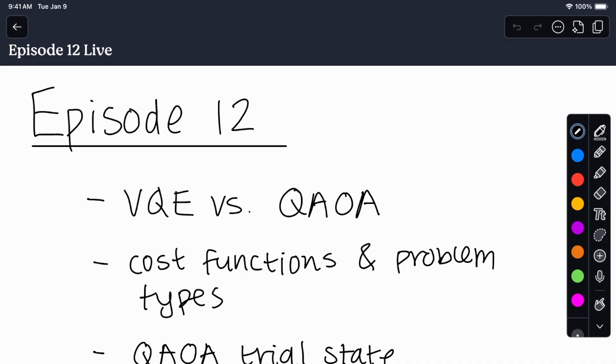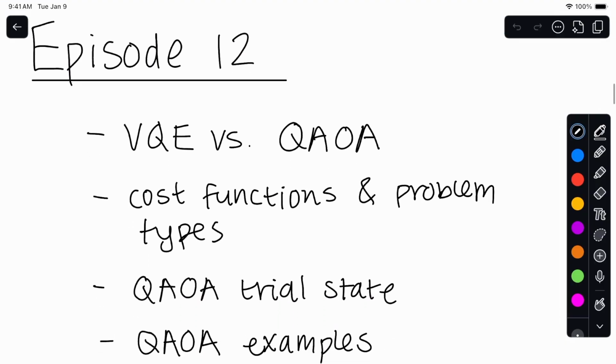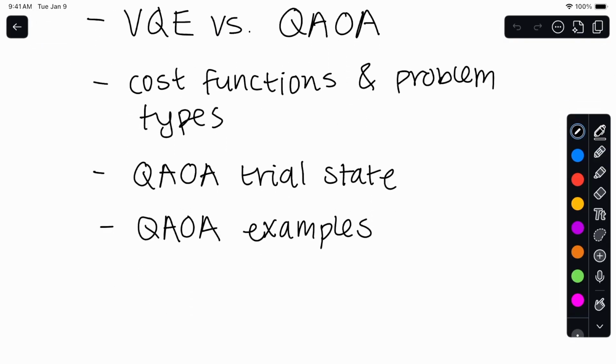Let's get into it. So today, we're going to be talking about the quantum approximate optimization algorithm. The first thing we're going to do is talk a little bit about the difference between VQE and QAOA, and also their similarities. Then we're going to talk about the types of cost functions that you can optimize and the problem types that are good for QAOA. We're also going to talk about how we generate the QAOA trial state or ansatz, and then finally we'll move to the coding notebook and we'll work through some examples.